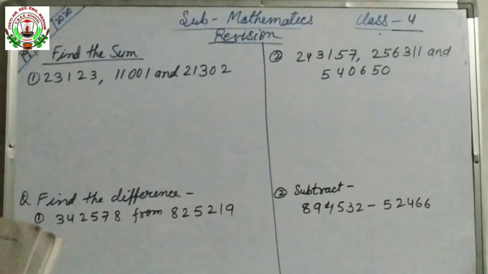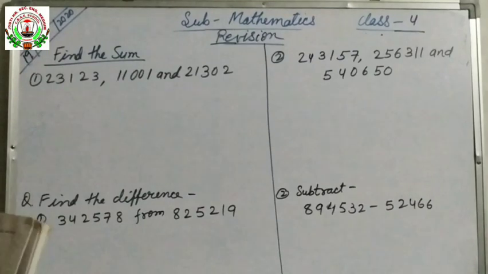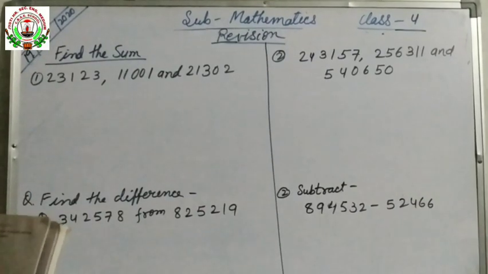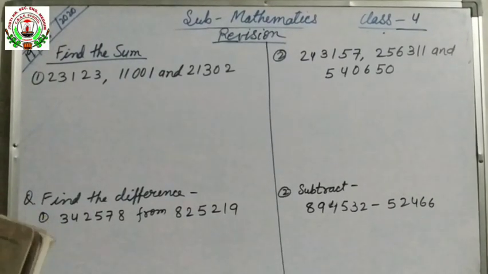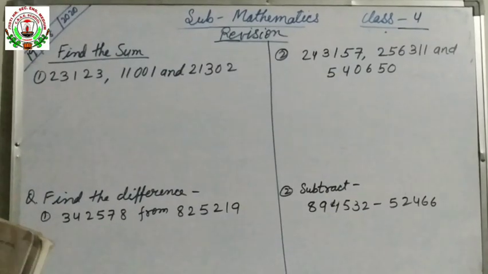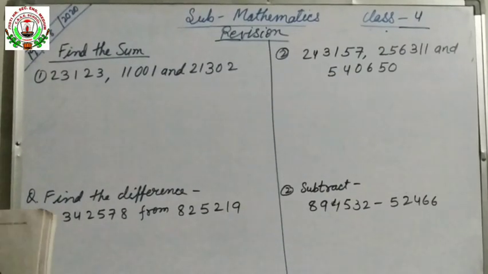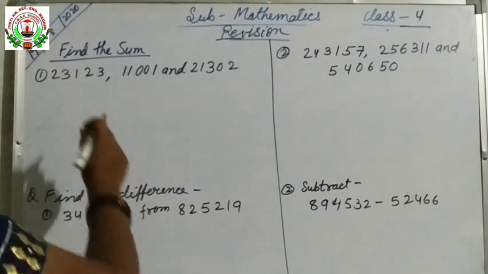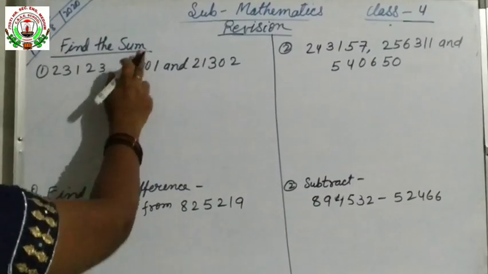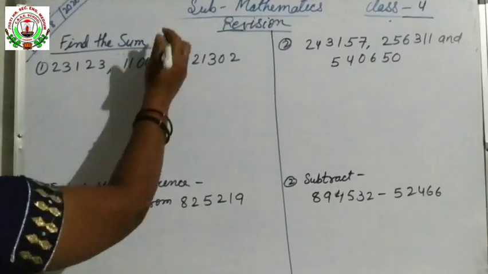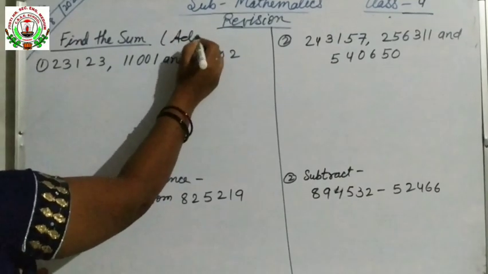Good morning, children. Today we will do revision of lesson 2, that is addition and subtraction, and lesson 3, that is multiplication. We will revise. Look here. The question is: find the sum. Find the sum means it is addition.